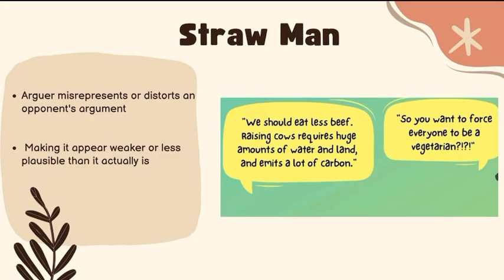Strawman. This fallacy occurs when an arguer misrepresents or distorts an opponent's argument or position, making it appear weaker or less plausible than it actually is. The arguer then attacks the distorted version rather than addressing the opponent's actual argument. The fallacy arises because it misrepresents the opponent's position, creating a weaker or flawed version of the argument that's easier to attack. This tactic avoids addressing the opponent's actual argument and is therefore a misleading and unfair way of arguing.